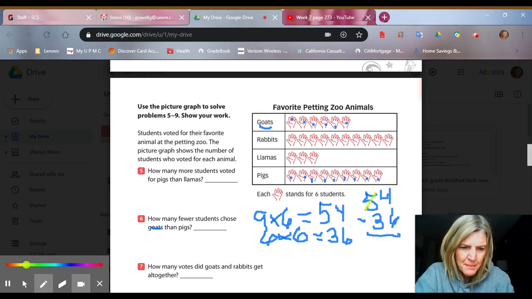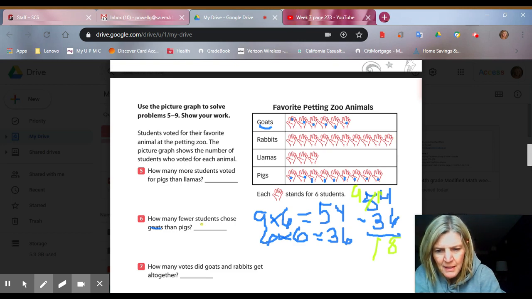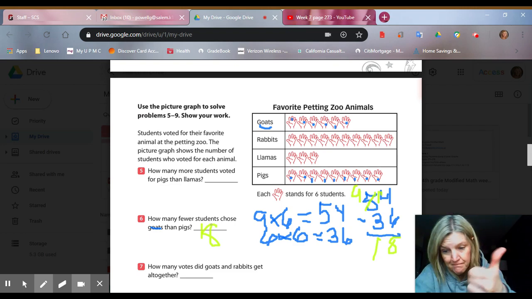Let's go over to the tens place. Now we have 14 take away 6, which we had already figured out before is 8. And 4 take away 3 is 1. So your answer is 18. 18 fewer students chose goats than pigs.